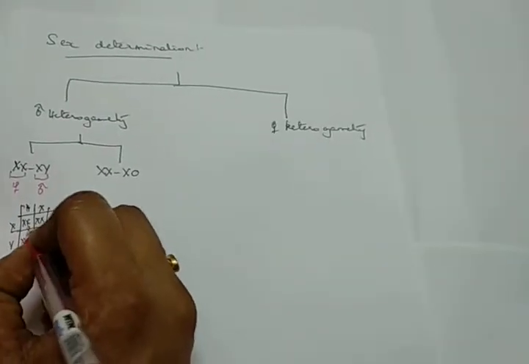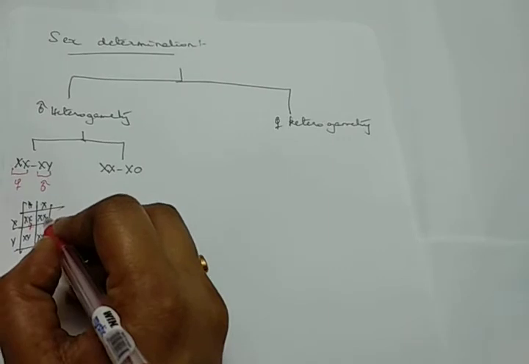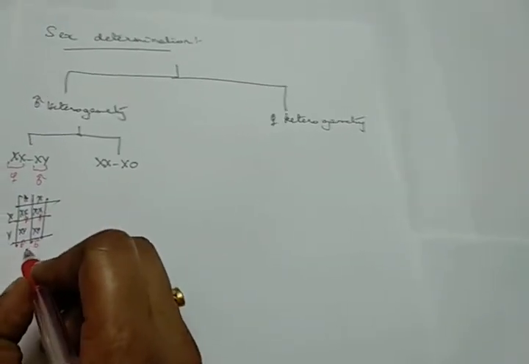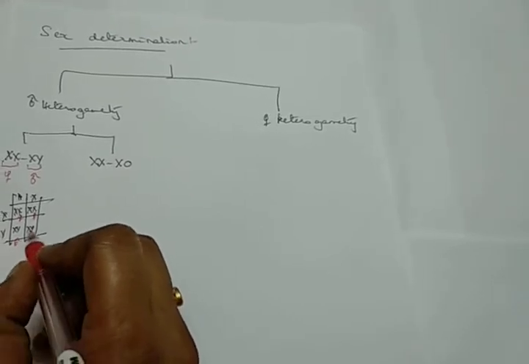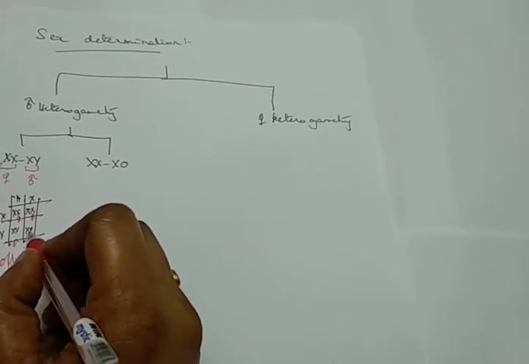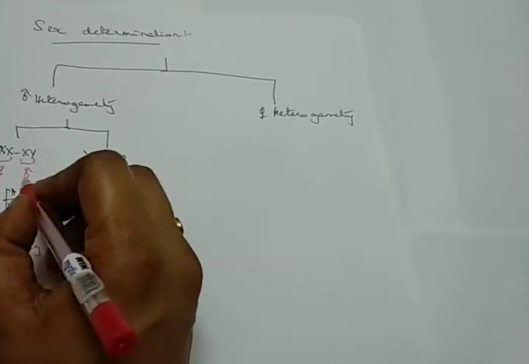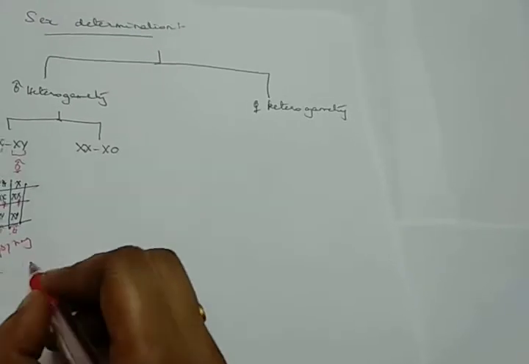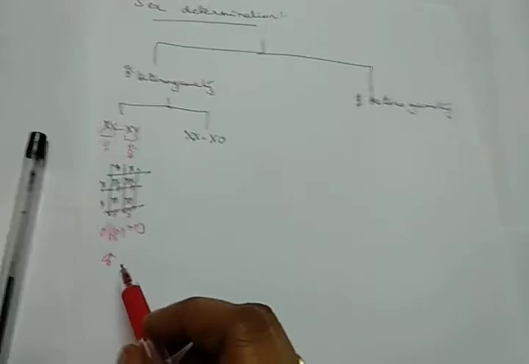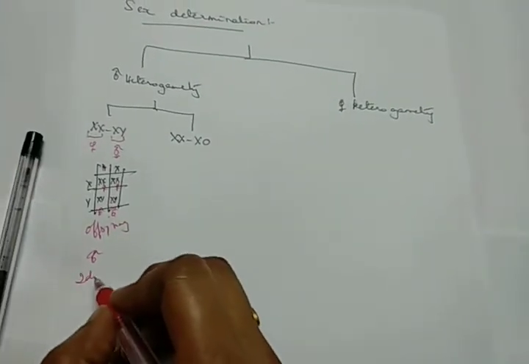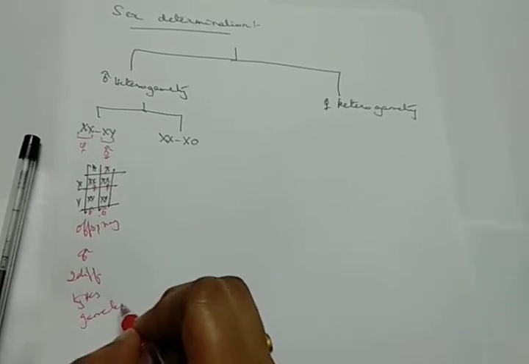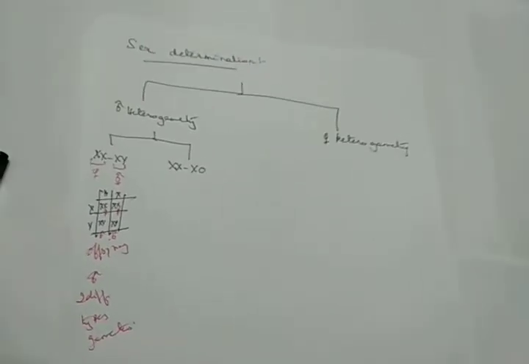So the XX is going to represent a female. This is also going to be a female. This will be a male and this will also be a male. So in this case, you can observe that the sex of the offspring is being determined by the male. It is not the female, because the males are the ones which are going to have two different types of gametes.